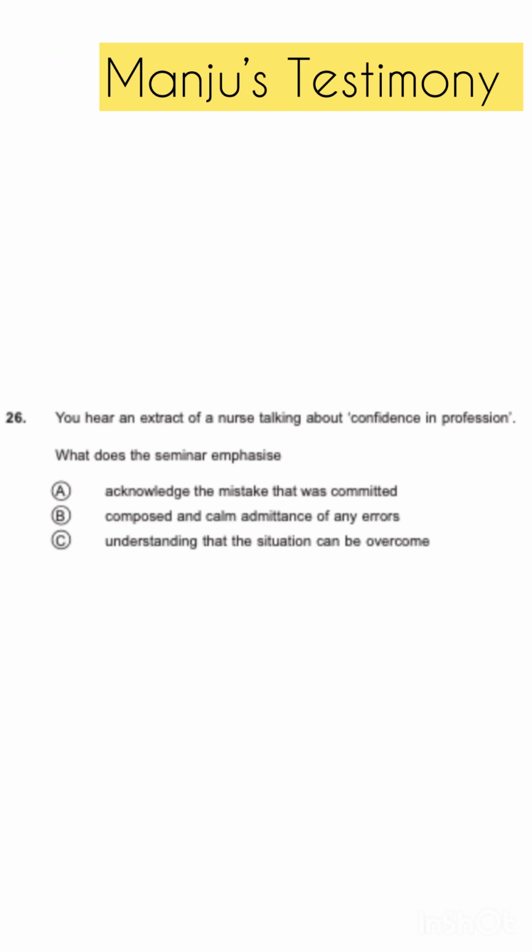Okay, so the next option is composed and calm admittance of any error. So this means we are not ready, or we just keep quiet about admitting an error. We don't want to tell others, or we don't want to acknowledge ourselves that we have done an error. So this is what it means. The next option is understanding that the situation can be overcome. That means we are understanding that this situation is not permanent. An error happened already, but this situation is not permanent. It will change, or it can be overcome. It won't affect our profession or personal life. This situation is not permanent. It will change. It can be overcome. Okay, so this is what it means.